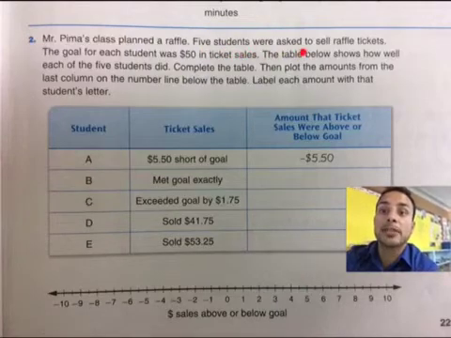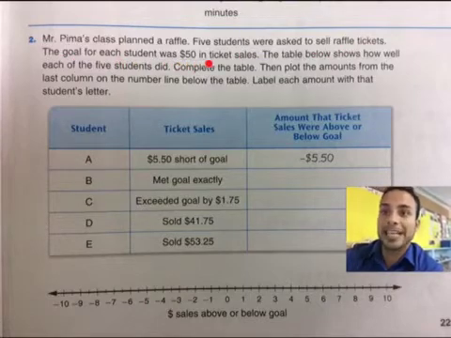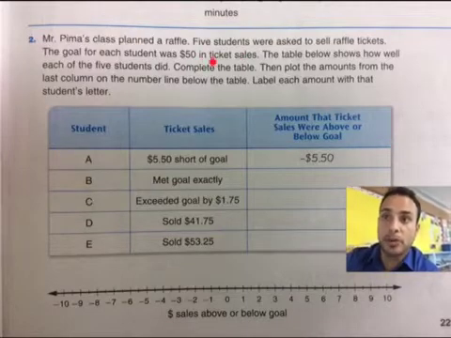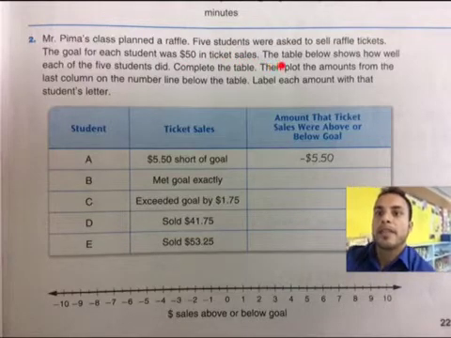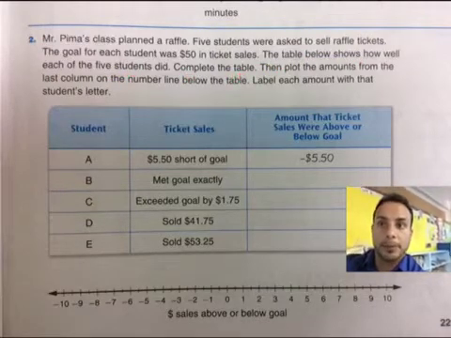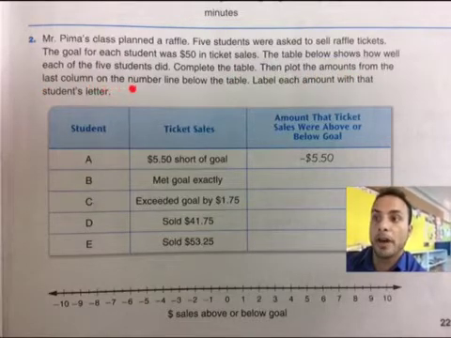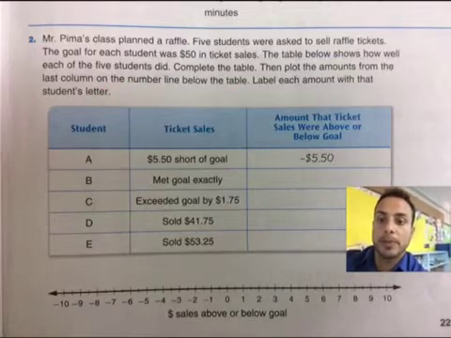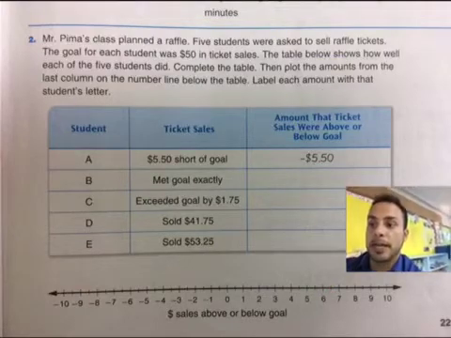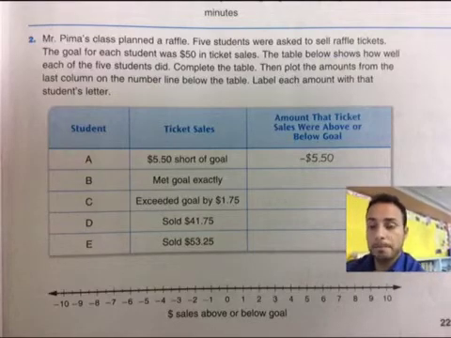5 students were asked to sell raffle tickets. The goal for each student was $50 in ticket sales. So each student had a goal to sell up to $50. That was their goal in ticket sales. The table below shows how well each of the 5 students did. Complete the table. Then plot the amount on the last column on the number line below the table. So these numbers that we have here, we're going to plot them down here. Label each amount with that student's letter. Here's the student's letter, and we're going to plot them down along the line in the bottom. Okay?